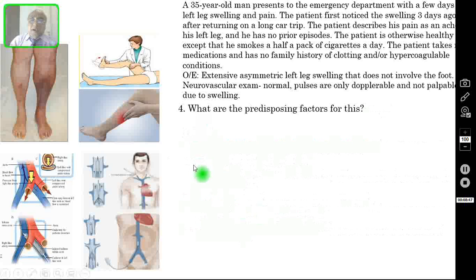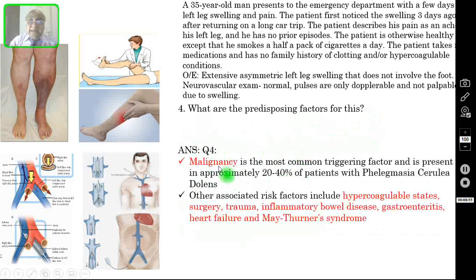Question number 4. What are the predisposing factors for this pathology, acute deep vein thrombosis? The correct answer is malignancy is the most common triggering factor and is present in approximately 20 to 40% of the patients with phlegmasia cerulea dolens. Other associated risk factors include hypercoagulable states, surgery, trauma, inflammatory bowel disease, gastroenteritis, heart failure, and May-Turner syndrome. These are other risk factors.